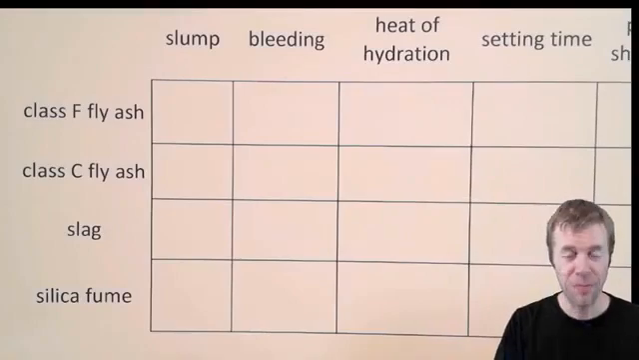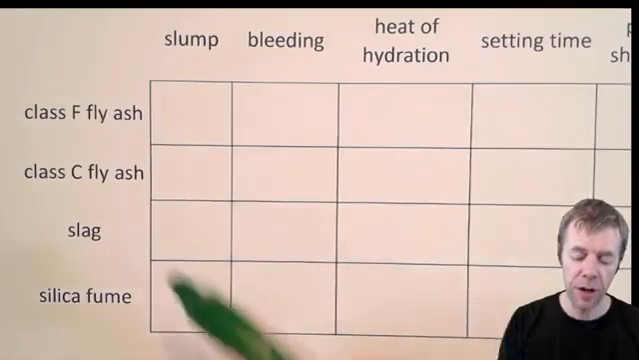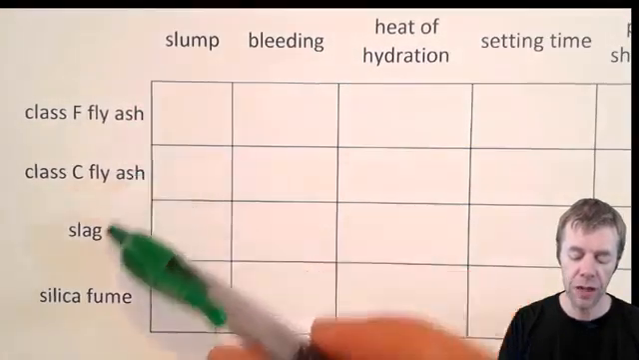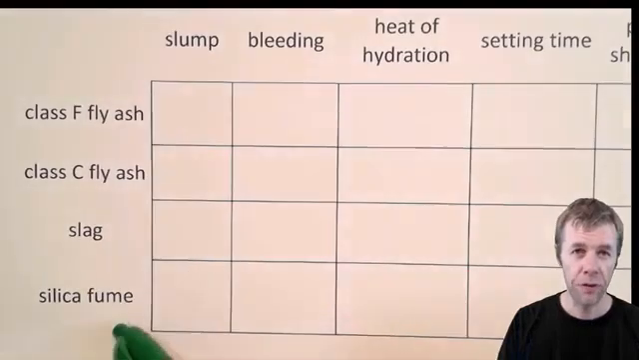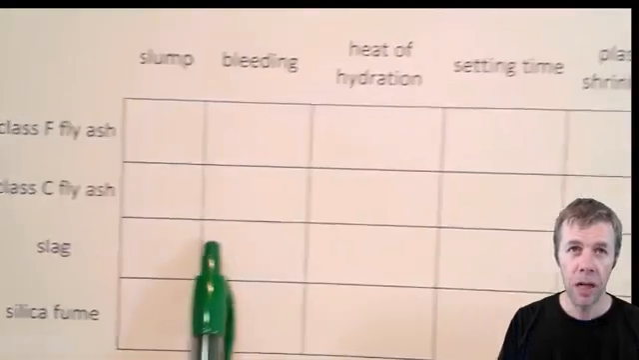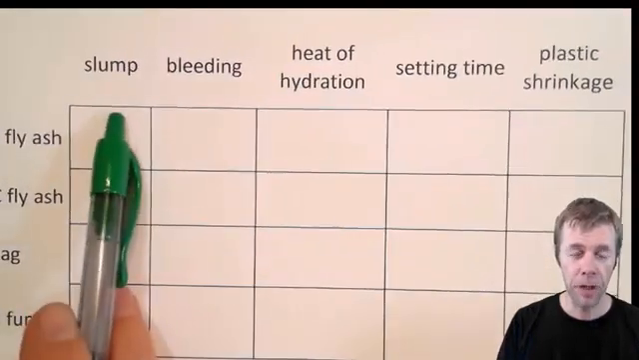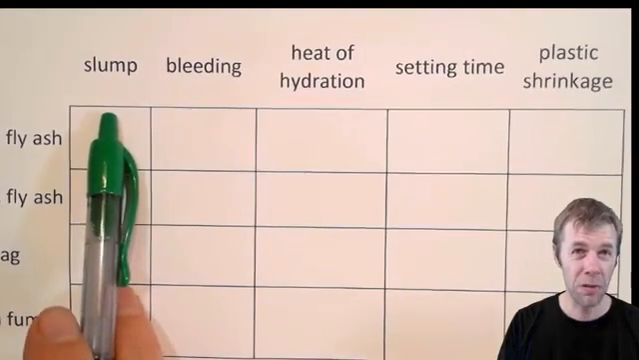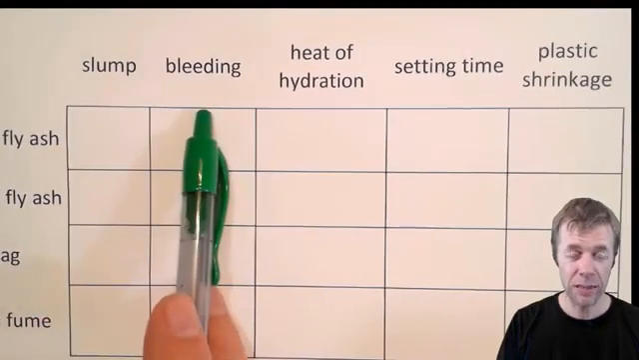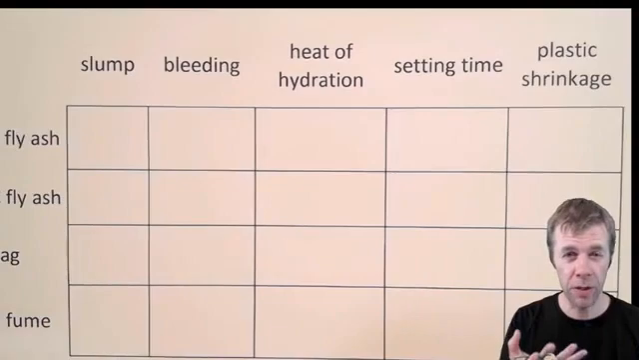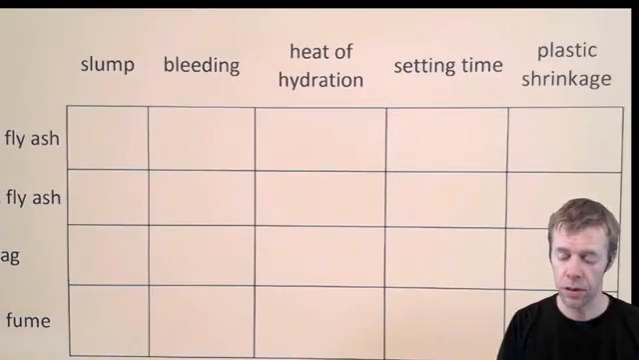In this first chart, I'm going to compare the fresh properties of all these different materials, the fresh properties of these SCMs. I've got my SCMs over here: Class F, Class C, slag, silica fume. And at the top, I have slump. You guys know what slump is, right? Workability.